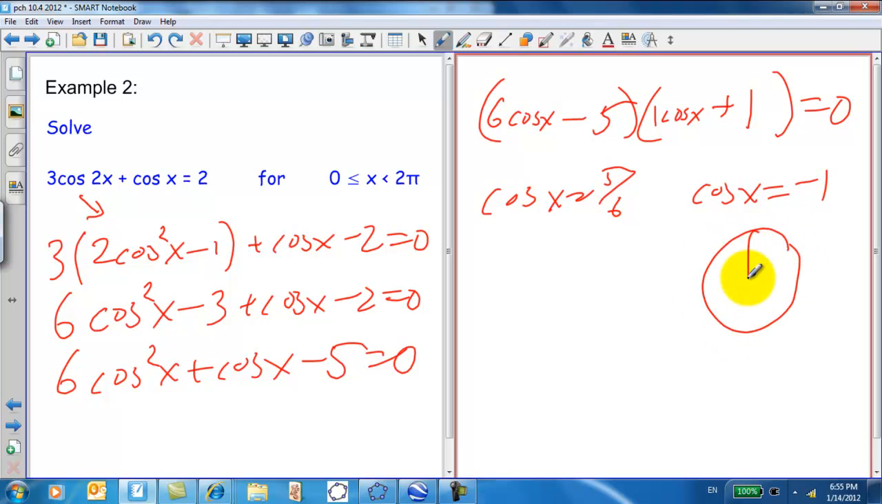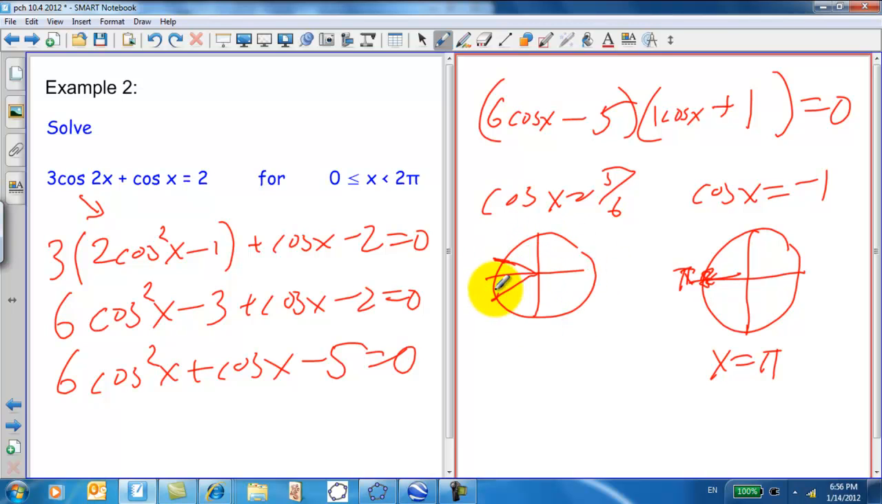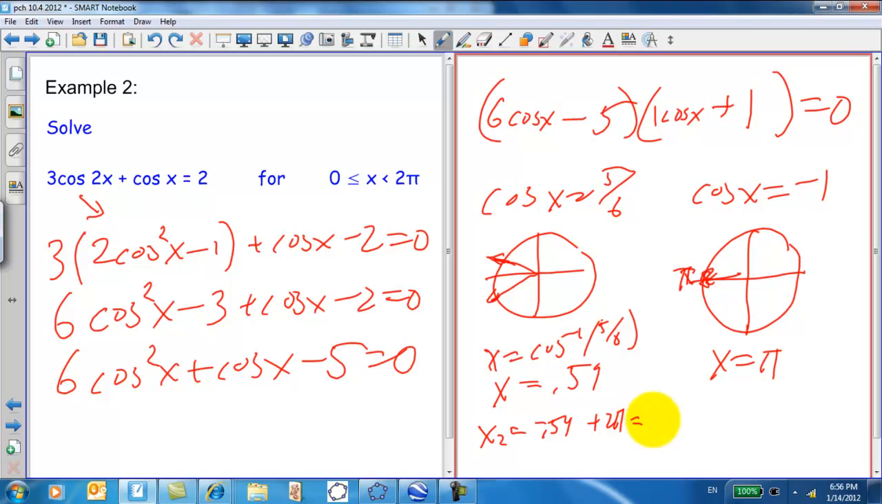Now this one is something you can do without a calculator. When does the cosine hit negative 1? Back here at pi. x equals pi. This one you would need a calculator. When is the cosine 5/6? You can get one answer by doing inverse cosine of 5/6, and you get about 0.59. And then the second answer would be negative 0.59. We add 2 pi onto it to get it into the range we're talking about, and you get 5.7. Okay, there you go. So there are your 3 answers for that one.